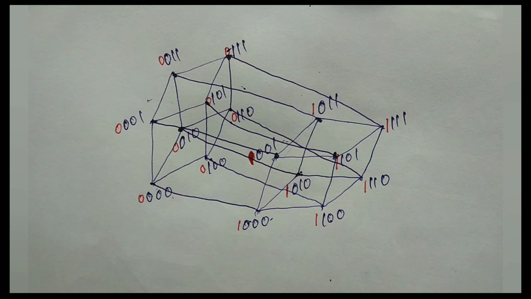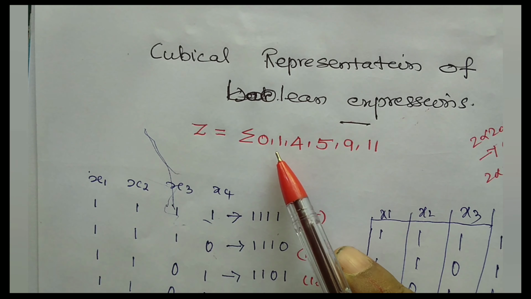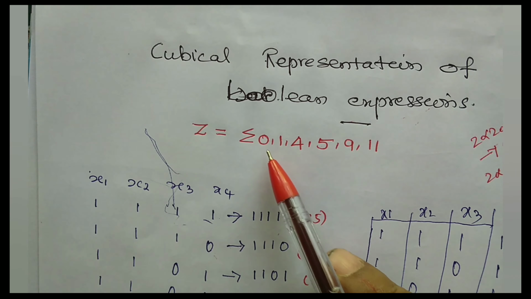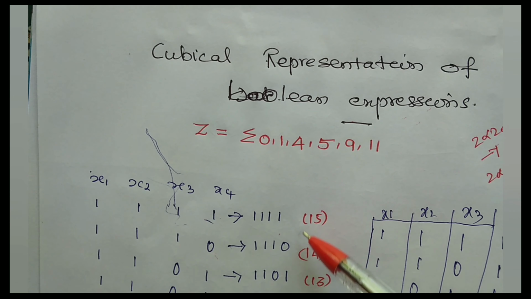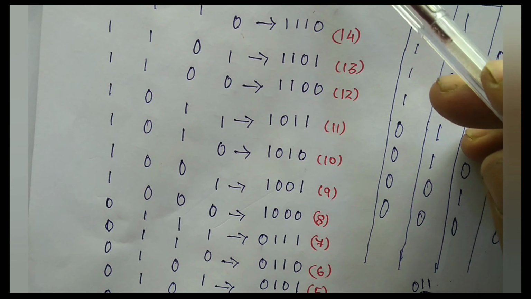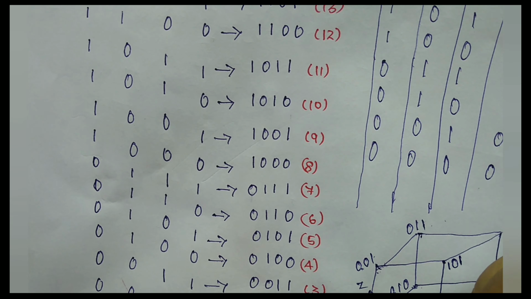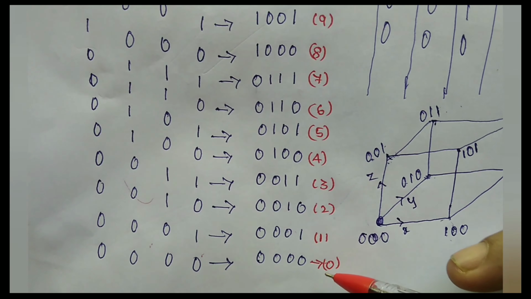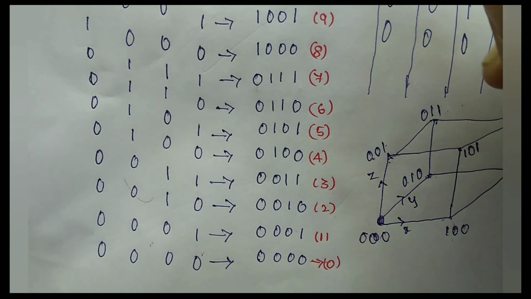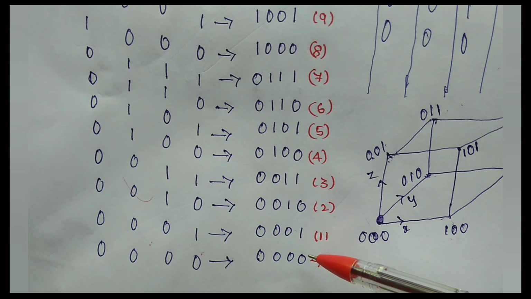Now come to the question. What's the question? The question is z is equal to summation 0, 1, 4, 5, 9, 11. These 0, 1, 4, 5, 9, 11 are minterms. So from this table, we can get the values of corresponding numbers. What is 0? 0 is 0, 0, 0, 0. And 1 is 0, 0, 0, 1. Then 4 is 0, 1, 0, 0. So from this table, we can take the corresponding values.